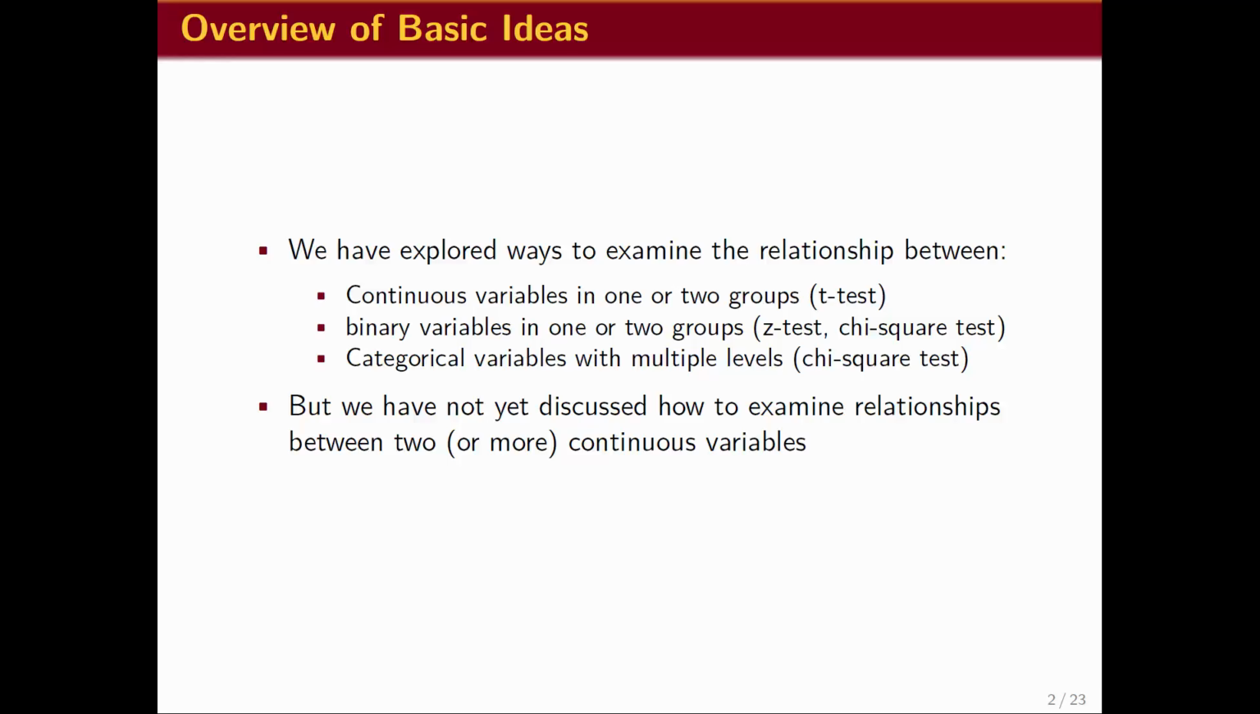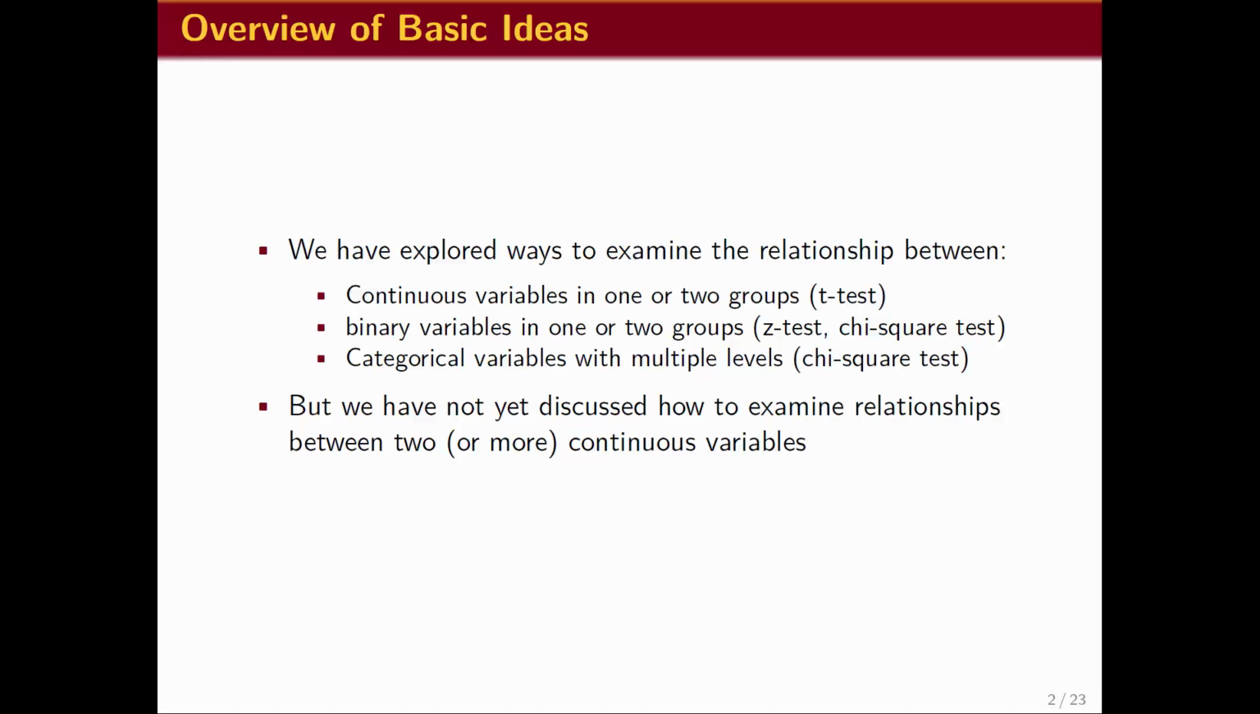If we have binary variables in one or two groups, right? So whether or not you got Zika, if you got vaccinated or didn't or whatever, then we can either do a Z-test, right, a two sample or one sample test of proportions, which sometimes is going to be equivalent to a chi-square test, right? So we can arrange things in this 2x2 table and do things using this contingency table chi-squared approach.